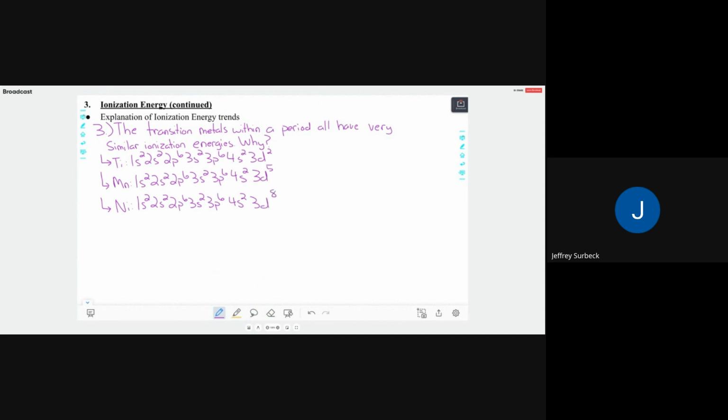Well, I want to highlight this and see if you can catch on here. The valence electrons, okay, are in the 4th energy level. Now, in this scenario, if we lose one valence electron from any of these, we'll be losing the same type of electron from the 4s sublevel. And that will take about the same energy.